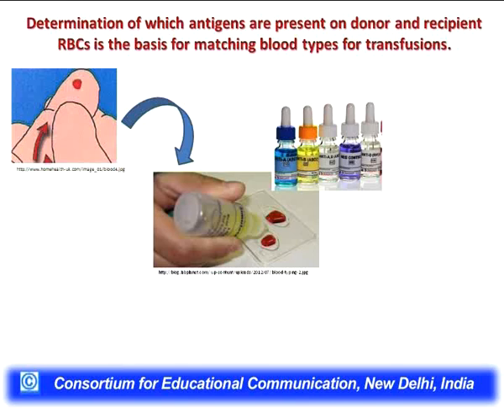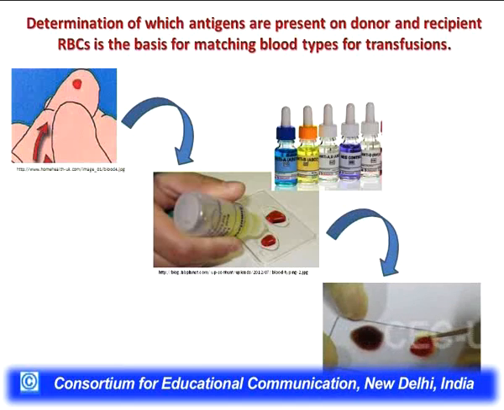So there are three reagents present in the kit: one is the anti-A antibody, the other is the anti-B antibody, and the third is the anti-D antibody. So there are three slides. At three places the blood is dropped from the finger, and to each of them a different reagent is added. In the first, anti-A antibody is added, to the second anti-B antibody is added, and to the third anti-D antibody is added.